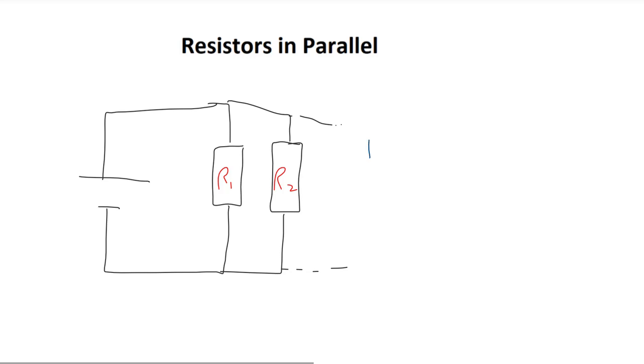In other words, 1 over the total equivalent resistance is equal to 1 over the resistance of resistor 1 plus 1 over the resistance of resistor 2 and so on. In this case, and I encourage you to put in sample numbers to check this, the total equivalent resistance will always decrease as more resistors are added in parallel.